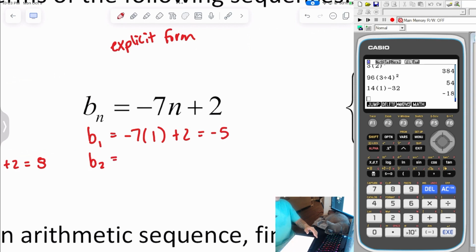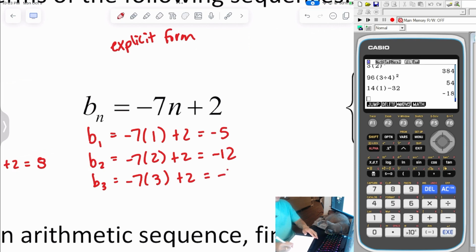Let's do b sub 2. B sub 2 is equal to negative 7 times 2 plus 2, which equals negative 12. Let's do b sub 3. That's equal to negative 7 times 3 plus 2, which equals negative 19. If you don't understand the math, you can already tell the pattern: the difference between the values should be negative 7. So if I want to predict the last one, just subtract 7 from the previous term, and I should get negative 26.